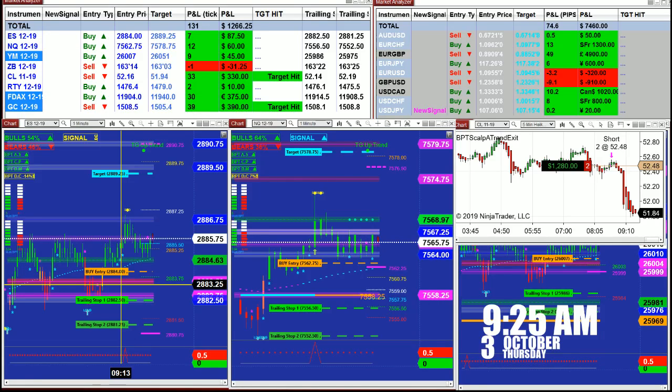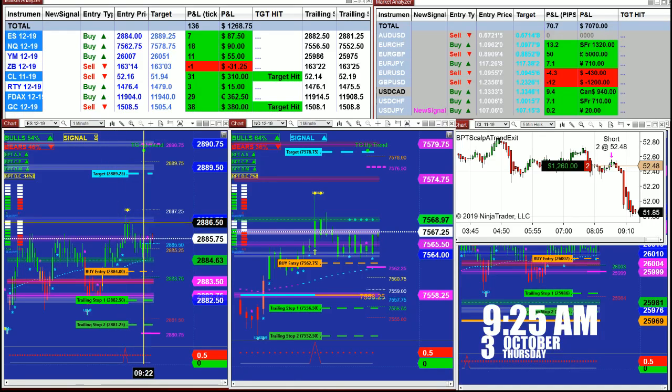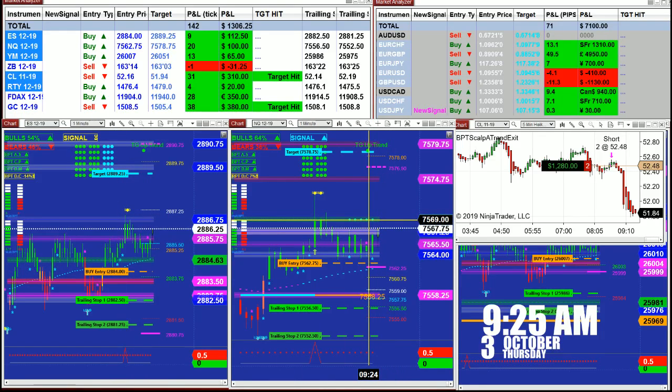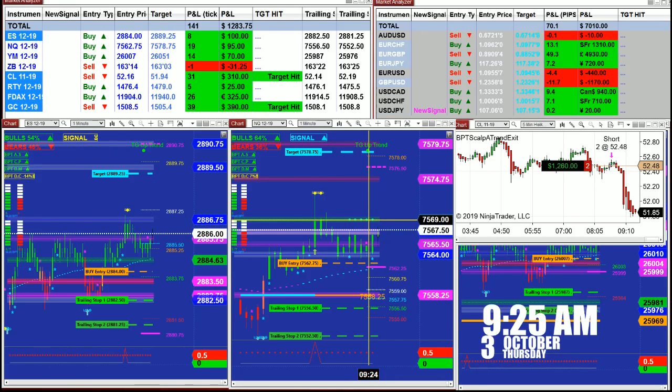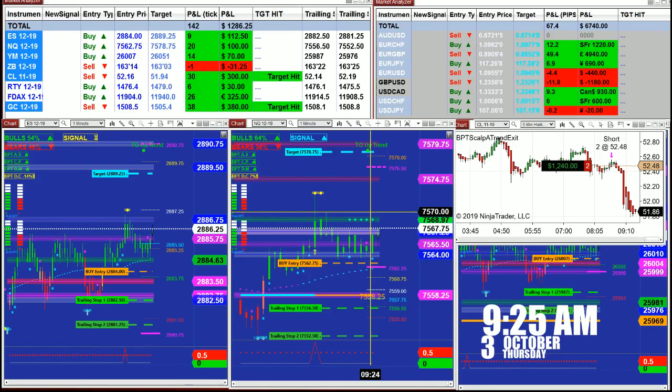So now we are at 9:25, and it is a guessing game here. We need to break the 86.75 level. The most important thing on the NASDAQ is that we need to see this bar close above the 7,569. If you wanted to be a little bit aggressive on the NASDAQ, you can put a limit order at 75.70. Be on a sim.